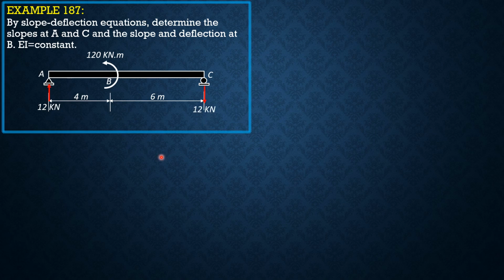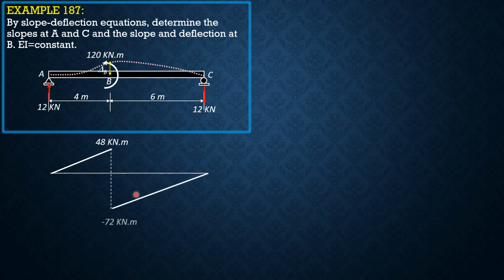So the moment diagram by parts, that's the expected elastic curve, call that delta B. And the moment diagram by parts would look like this. So let's make B as moment center. 12 times 4 is 48 and minus 120, so it goes down to negative 72, then 0 at C.